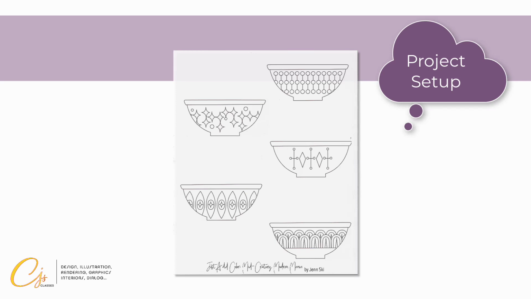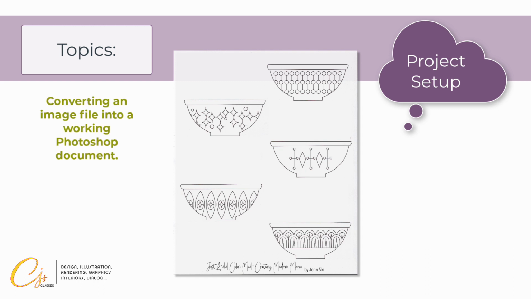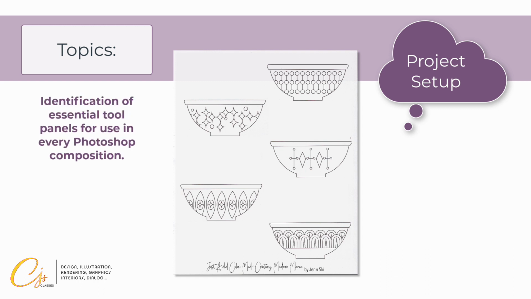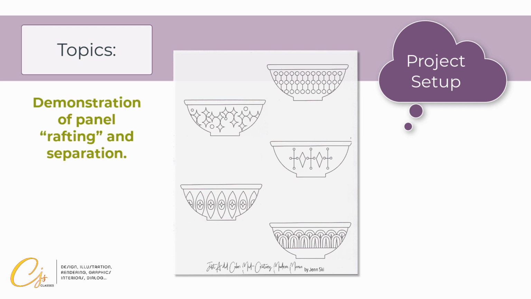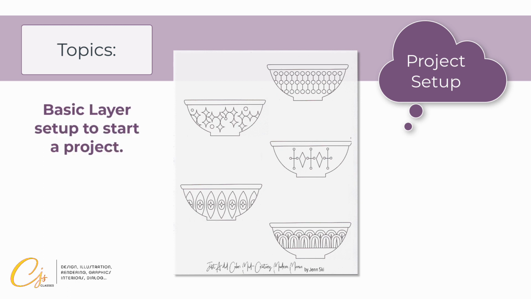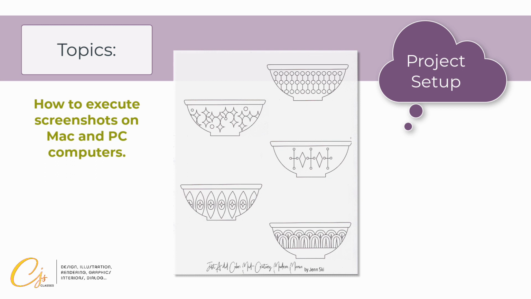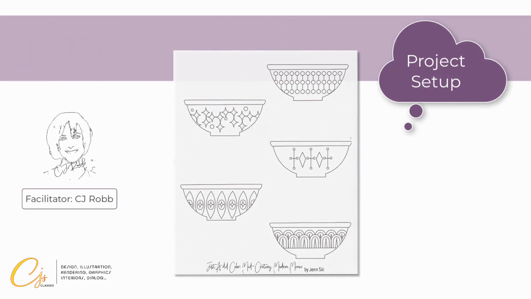In this video, we will cover how to create the basic setup for each Adobe Photoshop assignment in the course. Topics include converting an image file to a working Photoshop document, identification of essential tool panels for use in every Photoshop composition, demonstration of panel rafting and separation, basic layer setup to start a project, and how to execute screenshots on Mac and PC computers. My name is CJ Robb, and I'm your facilitator.